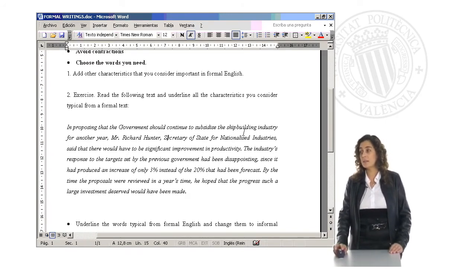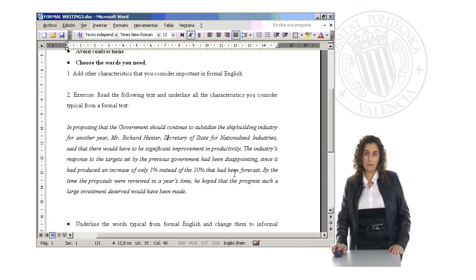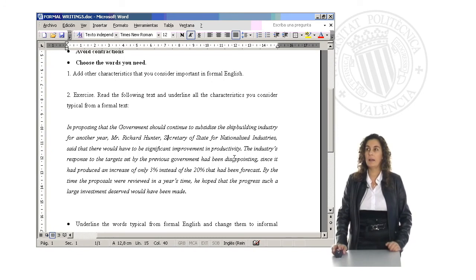Look at the vocabulary: subsidize the shipbuilding industry, right? And then you have to refer to other people with Mr., Miss, Mrs., etc. Notice the kind of vocabulary being used. The industry responds to the targets set. Instead of saying answer, they say response. Had been disappointing, so it had produced an increase of only 300%, quite formal with providing numbers because it's formal writing. That have been forecast, that had been. This forecast is also vocabulary which is quite formal. By the time is a structure that introduces the sentence and it's also quite formal. Pre-proposals were reviewed in a year's time, etc.